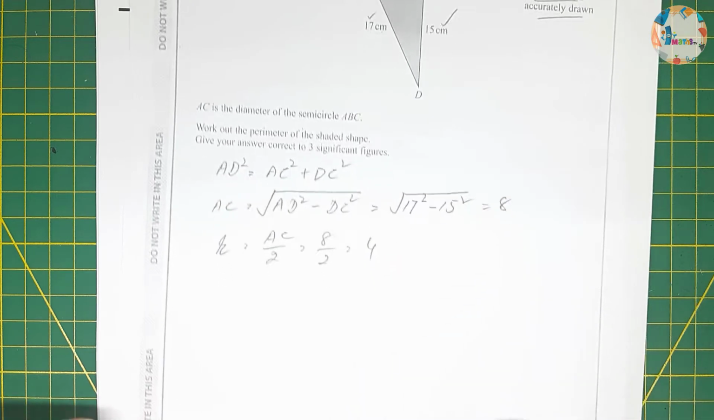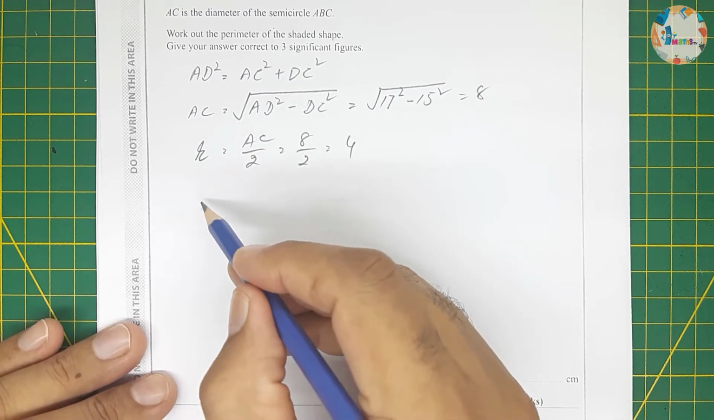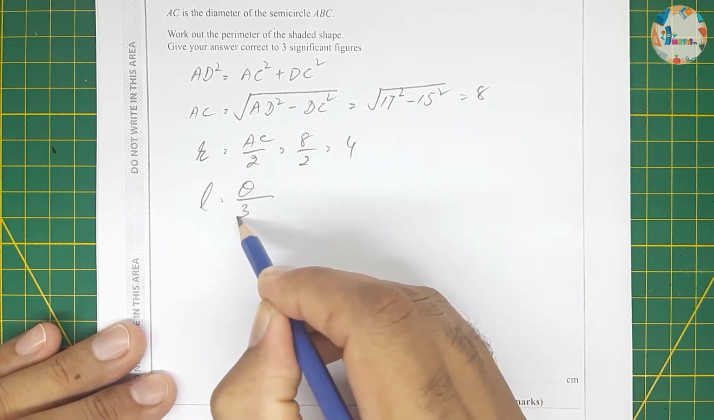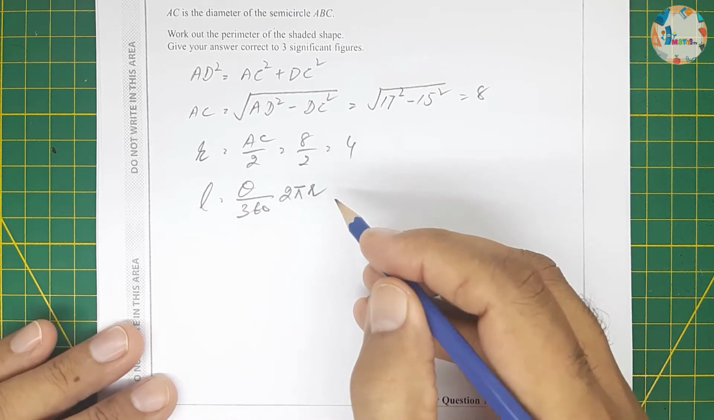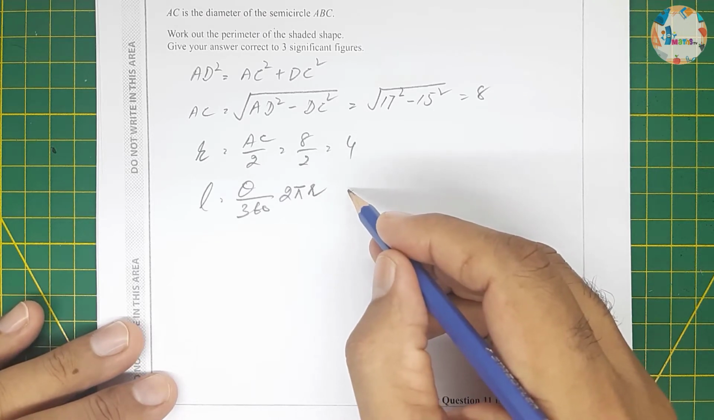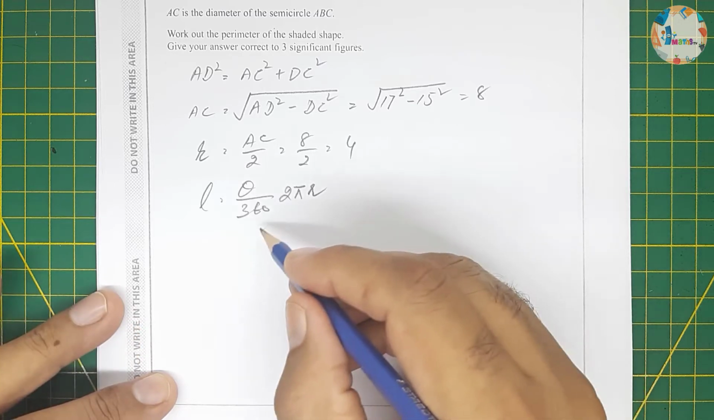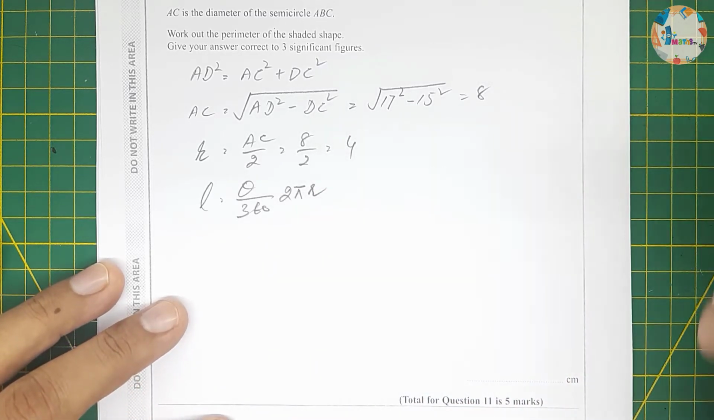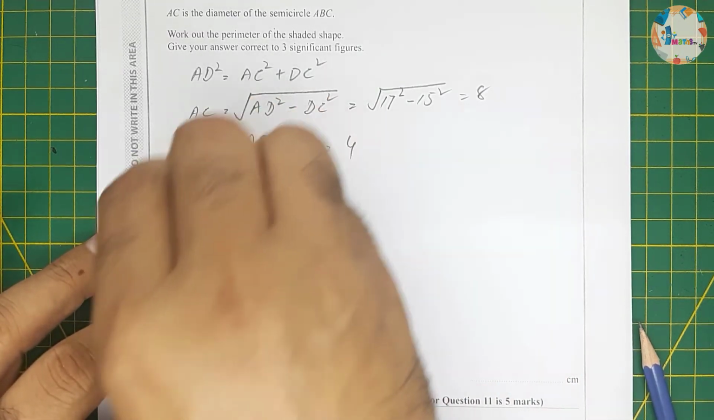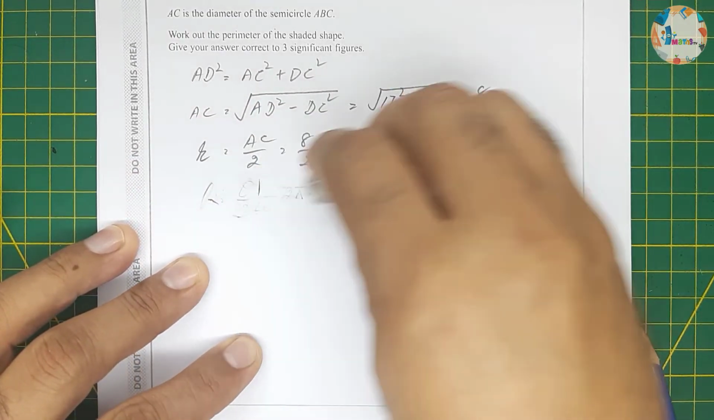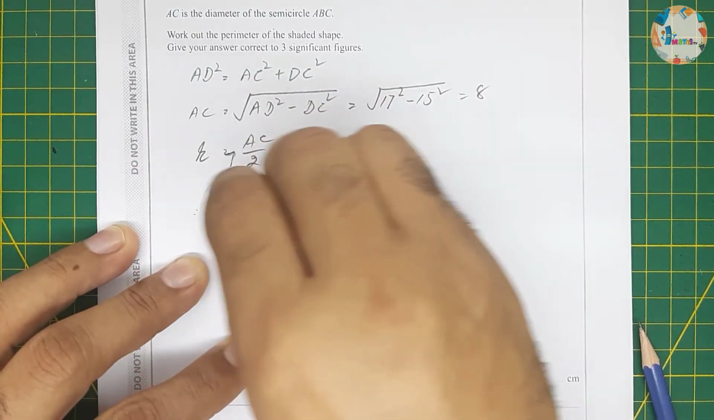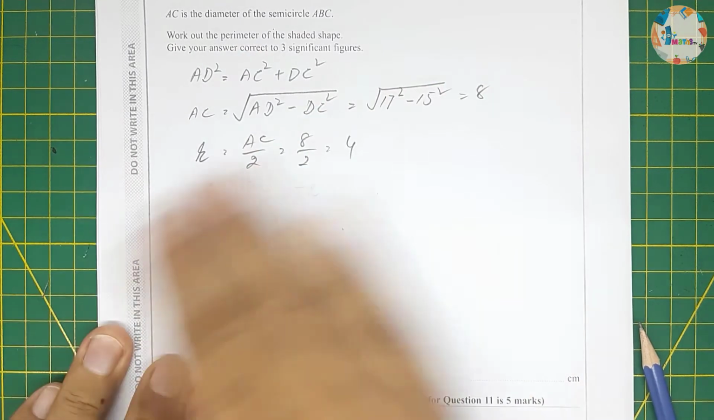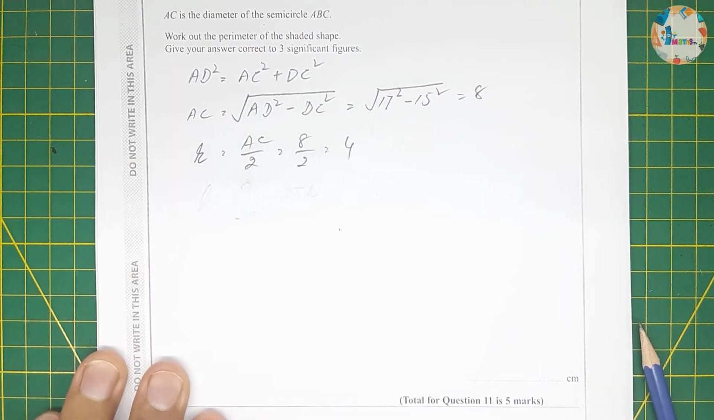Now we can write the arc length, and what is the arc length formula? L is equal to theta over 360 into 2 pi r. This will be the arc length. Now theta is 180 degrees, or what we can do, instead of applying the arc length formula, we can apply the perimeter, so this will be half of the perimeter. We can use the arc length formula also, but I want to give you the simpler option so that you should not be doing a lot of working.